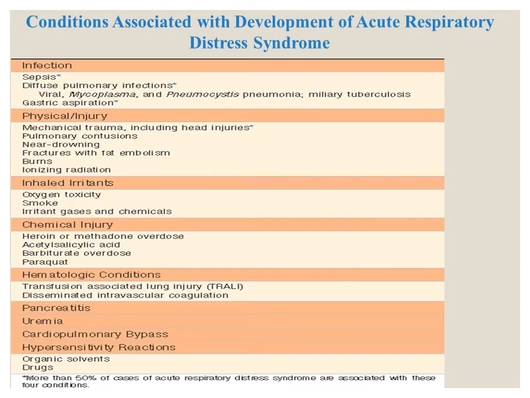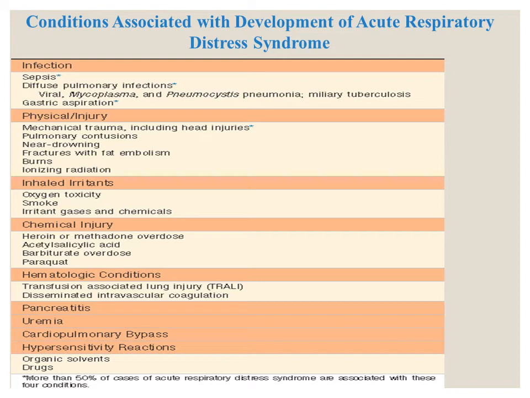This is the diagram from Robbins showing that infections, physical and chemical injury, hematological conditions, inhaled irritants, and certain generalized conditions may predispose the patient to the development of ARDS. Among these causes, the most common ones, leading to 50% of cases of acute respiratory distress syndrome, are pancreatitis, uremia, cardiopulmonary bypass, and hypersensitivity reactions.